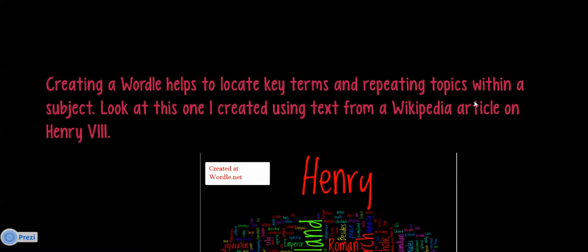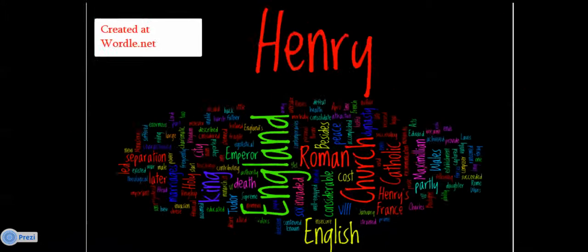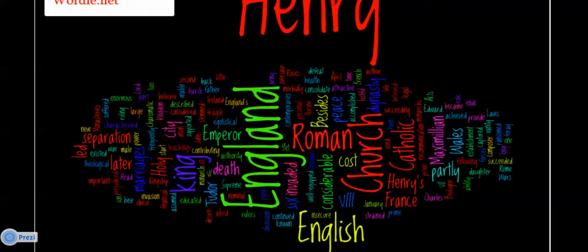I took the words and the terms from a Wikipedia article, and you'll start to understand his reign a little bit better as we look at this Wordle. Because when you pull certain terms from text and you paste it into Wordle.net, it creates a visual representation.